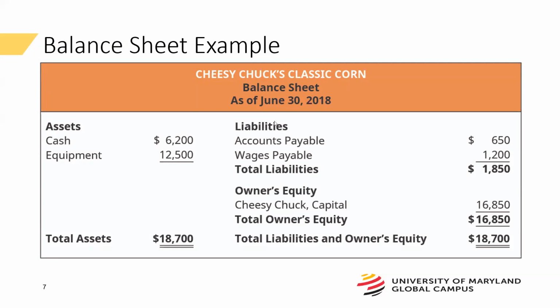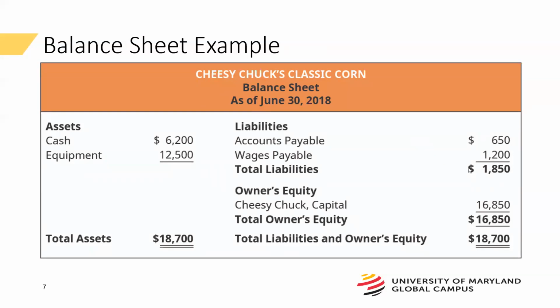On the right side, we have our liabilities and our equity. Liabilities, again, is anything that we owe to someone else. This would include things like accounts payable, wages payable, taxes payable, you name it. Any loans you may have taken out, so forth and so on. In this example, our liabilities equal $1,850. And our equity, our capital that we've built up over time, is $16,850.